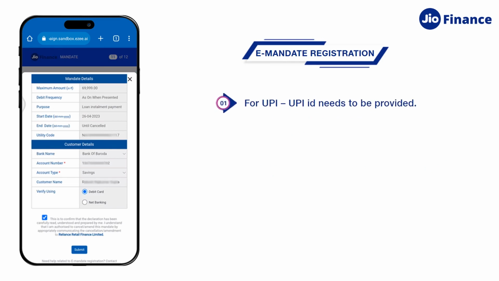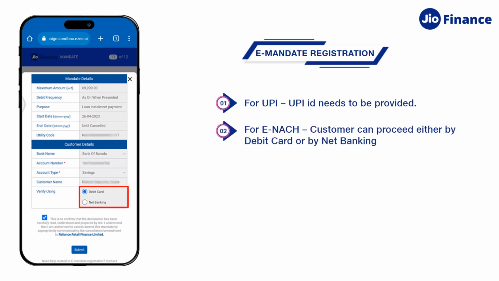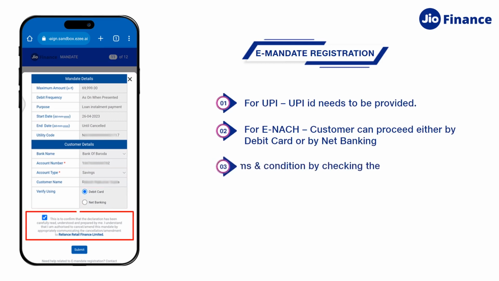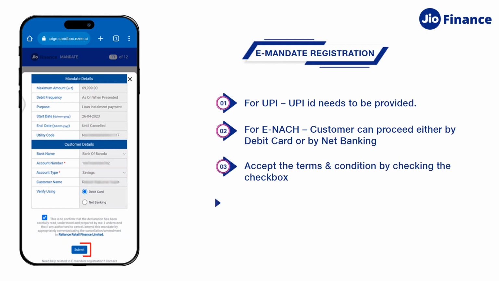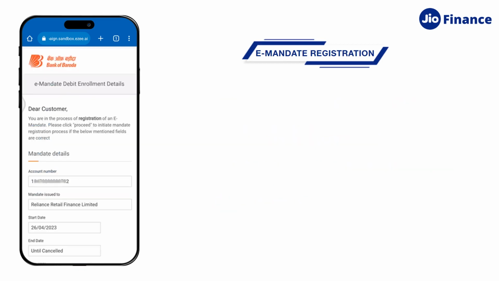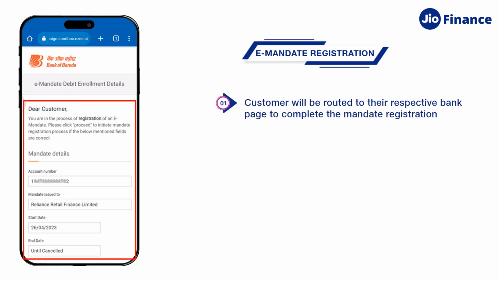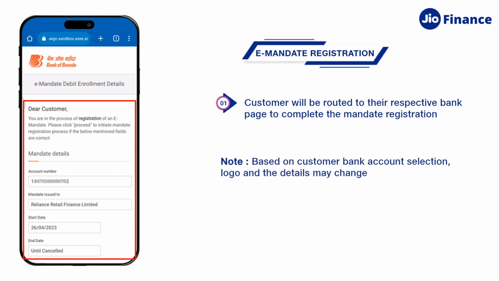For UPI, the UPI ID needs to be provided. For e-NACH, the customer can proceed either by debit card or by net banking. The customer needs to accept the terms and conditions by checking the checkbox. Finally, tap on Submit. Once submitted, the customer will be routed to the respective bank page to complete the mandate registration. Please note, based on the customer bank account selection, logo and the details may change.